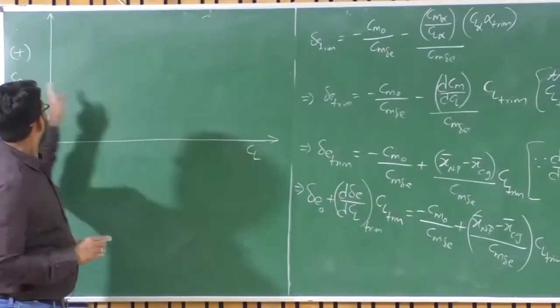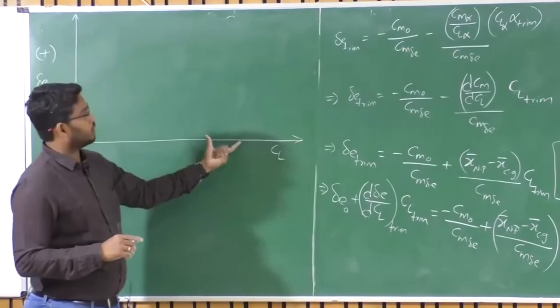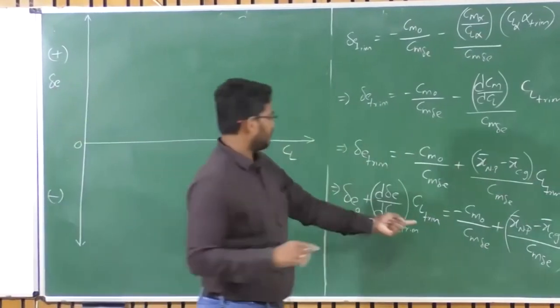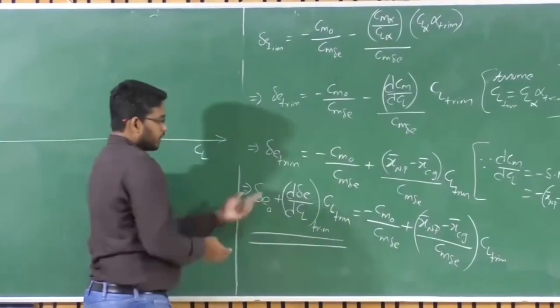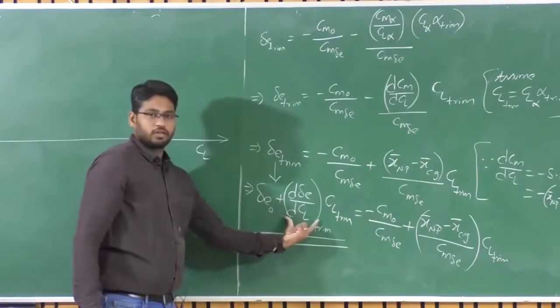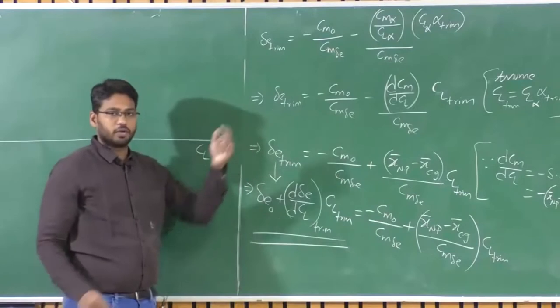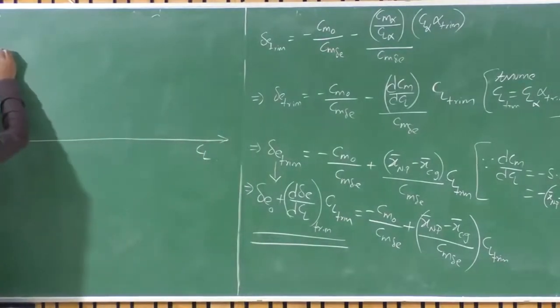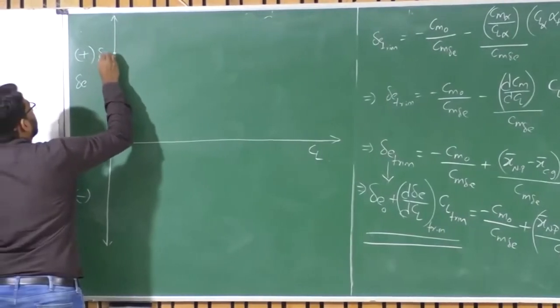If I have to plot delta E versus CL trim, this particular equation is nothing but delta E trim equals delta E naught plus slope times CL trim, isn't it? Slope is negative here and delta E is positive. So that means delta E naught is positive. Let us say this is my delta E naught, right?